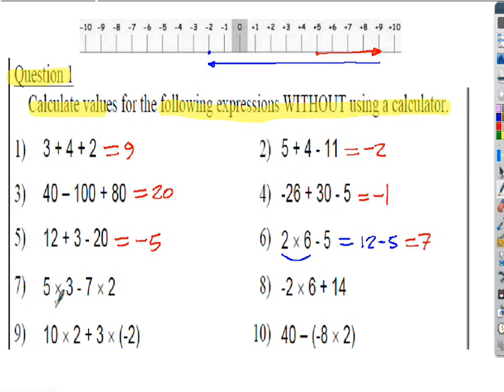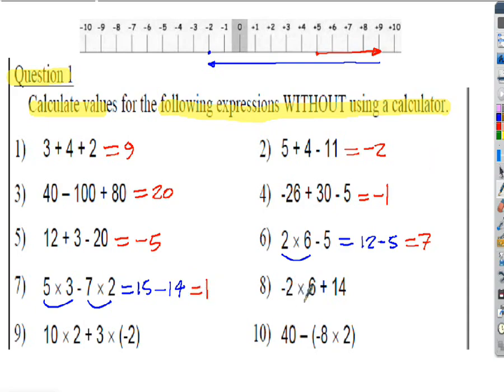Question 7, we've got multiplication here and multiplication here, so that's where our precedence lies. So 5 multiplied by 3 is 15, and we're subtracting from that 7 multiplied by 2, which is 14, so that equals 1.